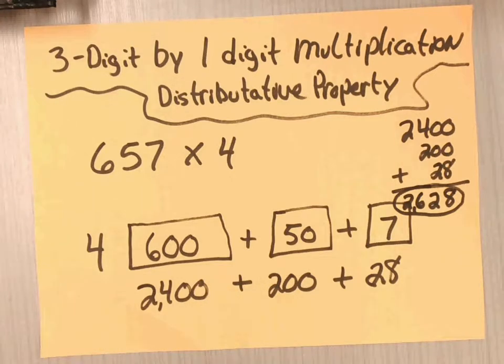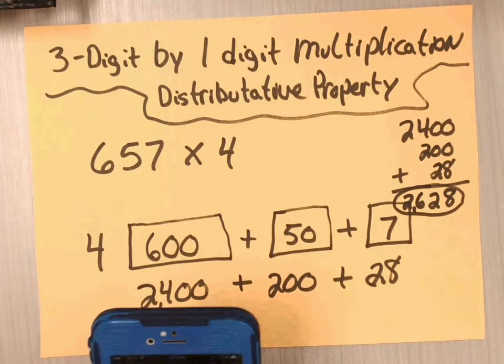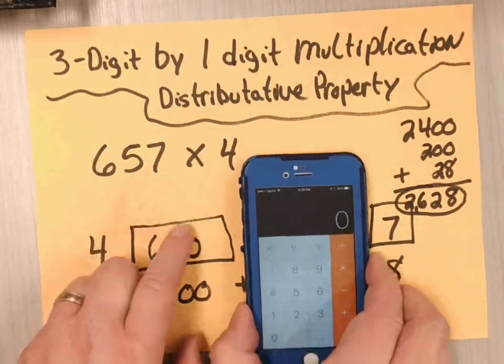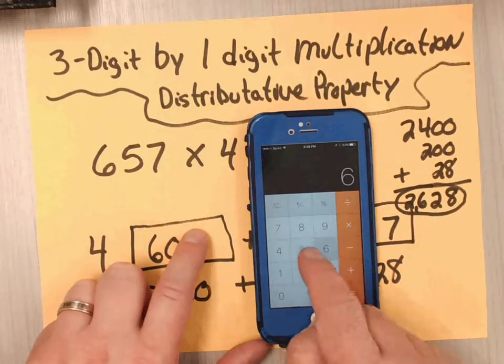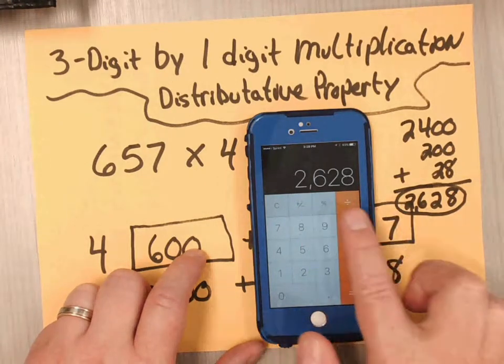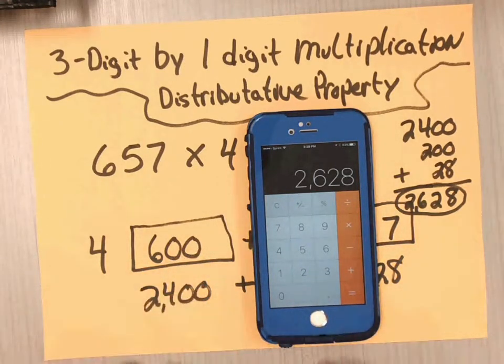Now, what I always do when I do a problem, I always want to check it. So I'm going to go ahead and check it on my calculator. So I'm going to do 657 times 4, and there you notice I get the same answer, 2,628.